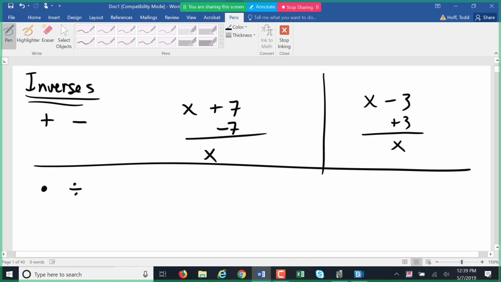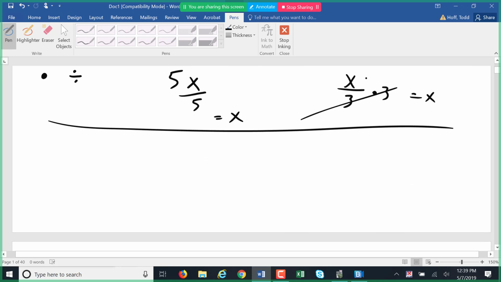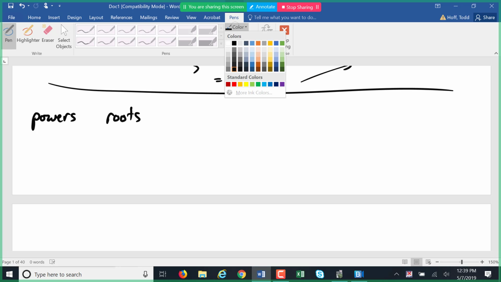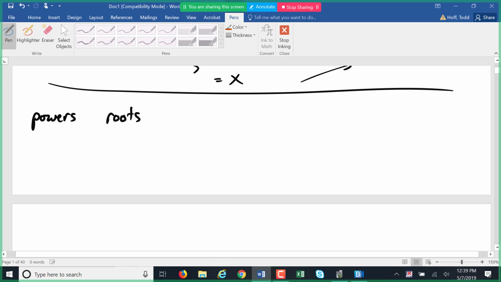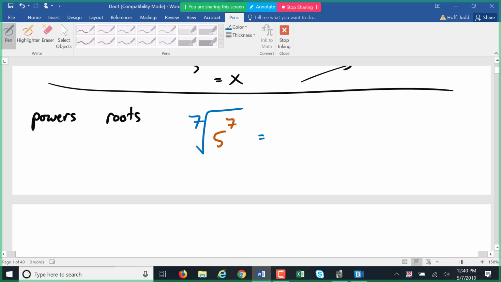Multiplication and division. If I have 5 times x, I get back to x by dividing by 5. If I had x divided by 3, I get back to x by multiplying by 3. Cancels those out. So those are the simple, obvious inverses that we started with. Other ones that we've seen have been powers and roots. If I have, let's just use a number in here, 5 to the power of 7. If I want to get that back to just 5, I do the 7th root.